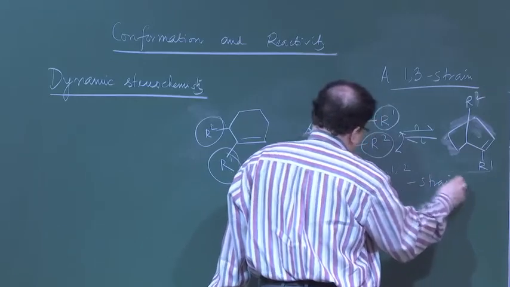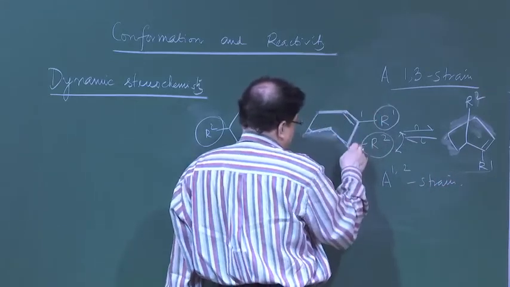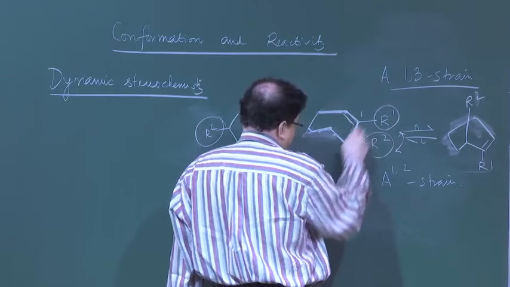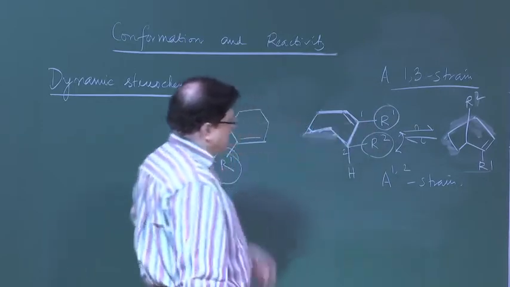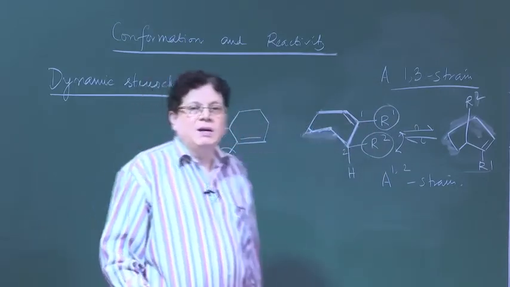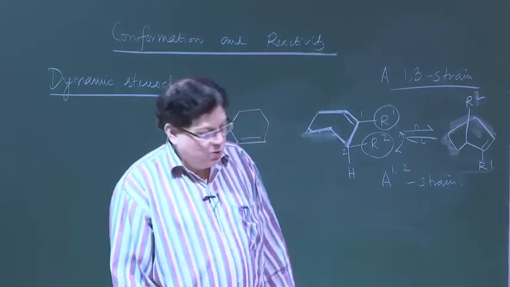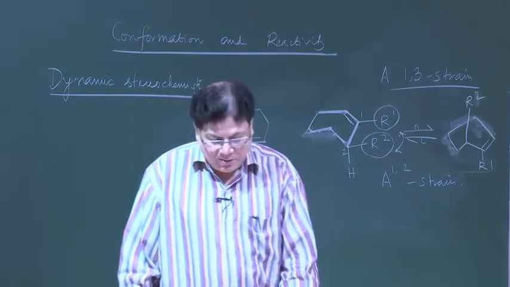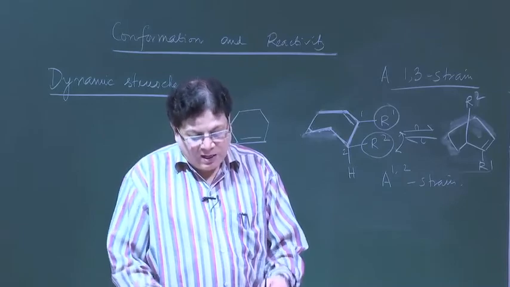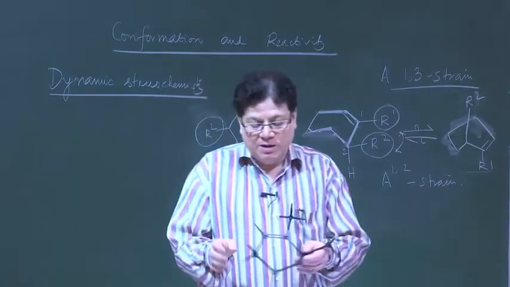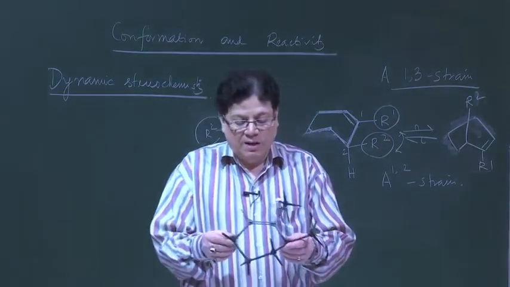So, A12 strain is because this is one carbon and you can say this is 2, because they are adjacent to each other. So, that is called A12 strain, and there are many reactions which are controlled stereochemically by this A12 strain. I can show you in the model whatever I was telling you.